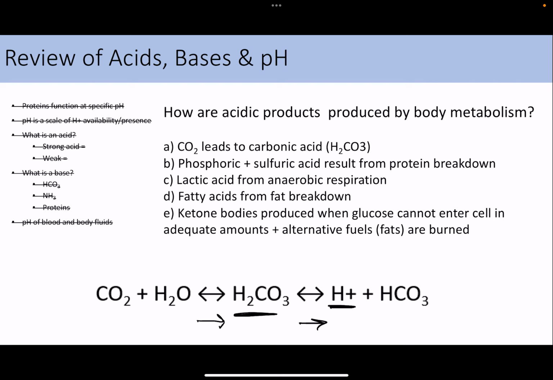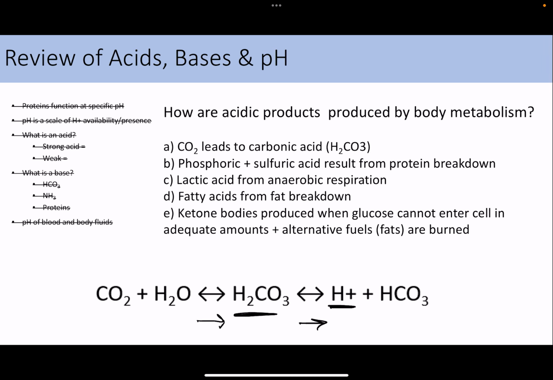And what type of chemicals are ketone bodies? What kind of chemicals are ketone bodies? They're acids. We're just talking about acids. They're organic acids. Everyone okay here? This should already be in your lecture notes.